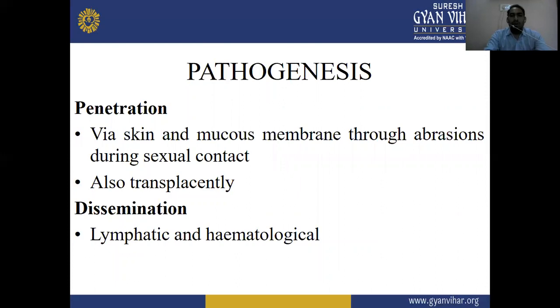Next one, pathogenesis of syphilis. What is pathogenesis? First of all, penetration. Syphilis bacteria penetrate via the skin and mucous membrane through abrasion during sexual contact. Abrasion is a type of open wound caused by the skin rubbing against a rough surface. Also, the bacteria penetrate transplacentally, which means passing through or occurring across the placenta.